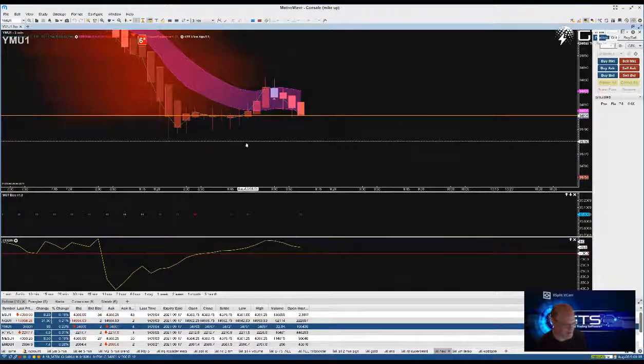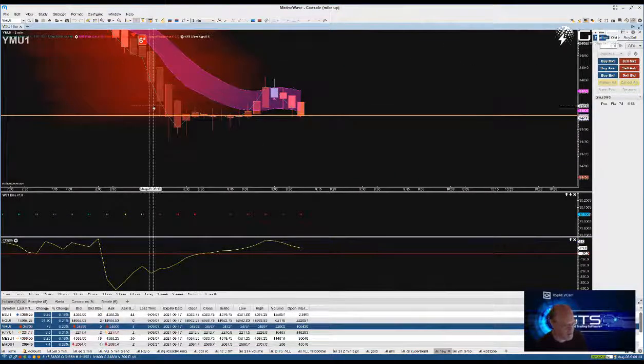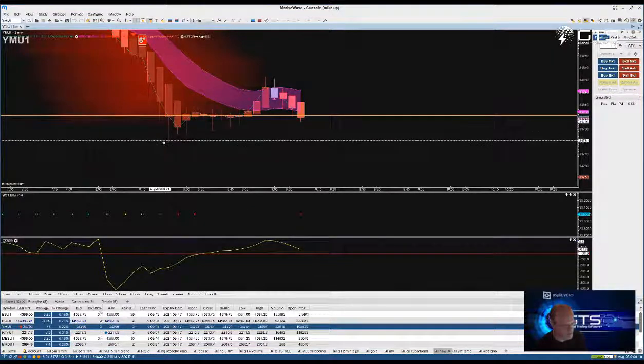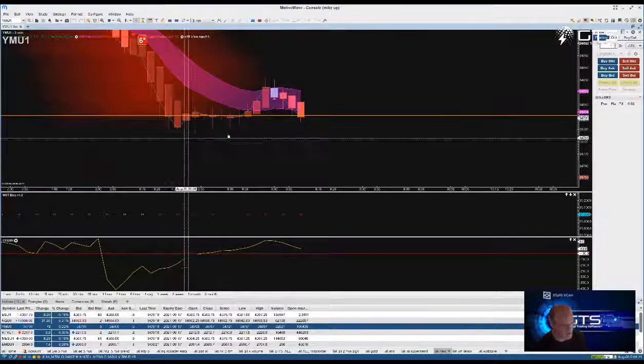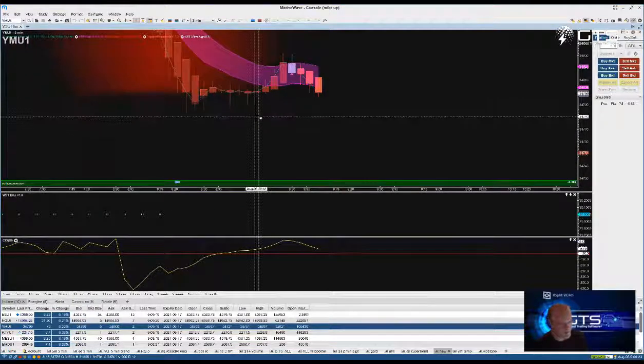And see, she comes down. This would have been your entry, but I wouldn't have entered this right here because of the London low I had marked. But right here, maybe a tick below or something, maybe right here or here. I like to wait for them to close under where they stopped at. You know what I mean?